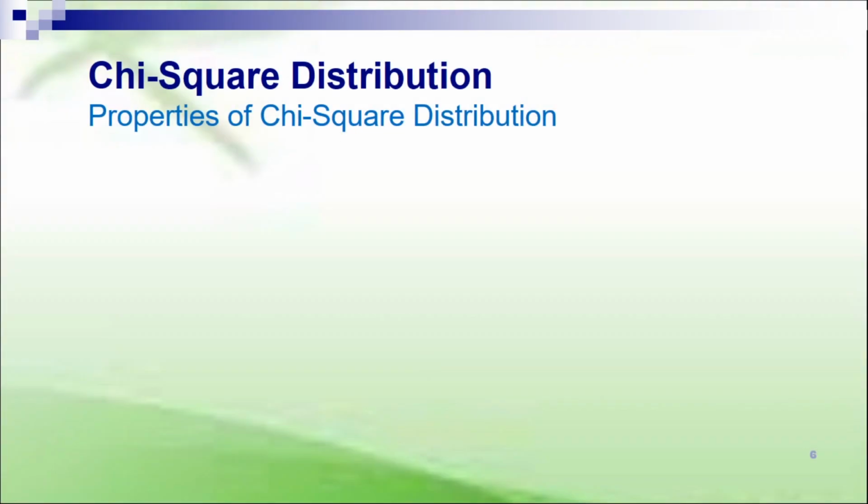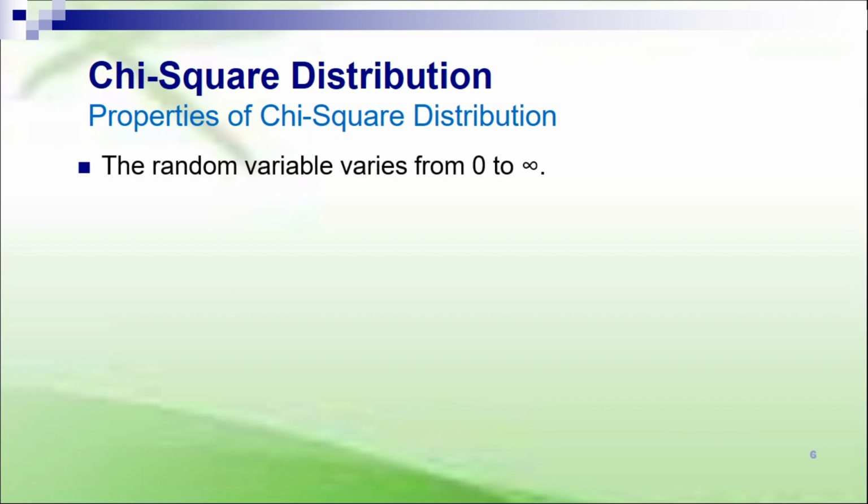Before moving to the chi-square test of independence, let's see some properties of the chi-square distribution. Now you have an idea about the normal distribution. Now see some properties of the chi-square distribution. The normal distribution is a symmetrical distribution, but the chi-square distribution is a positively skewed distribution.